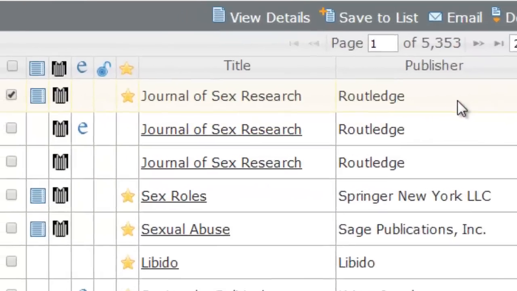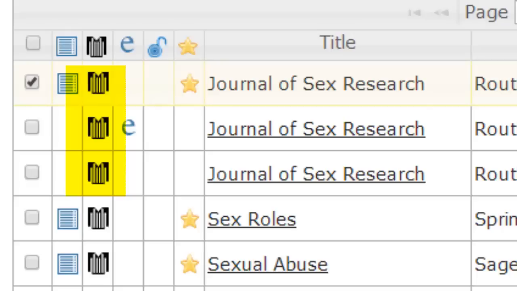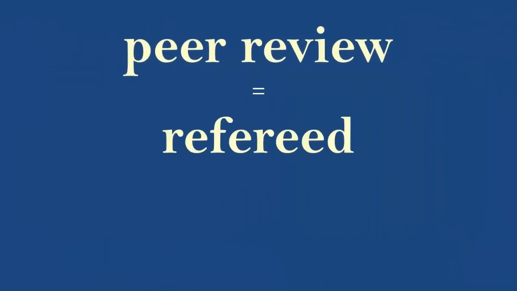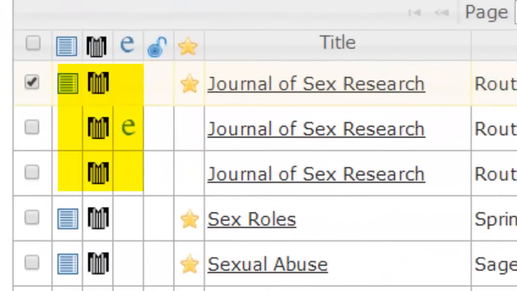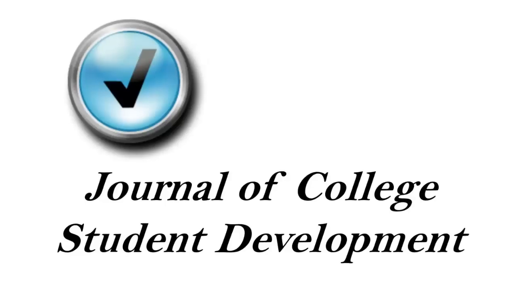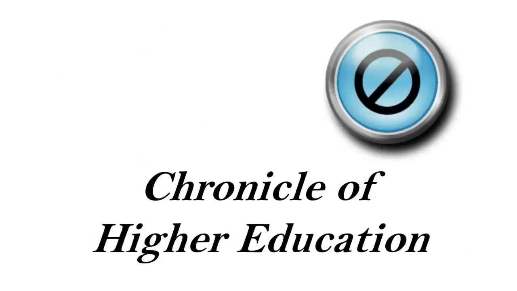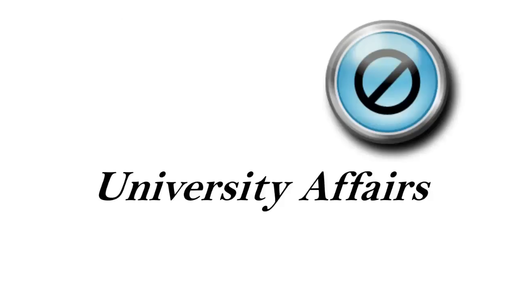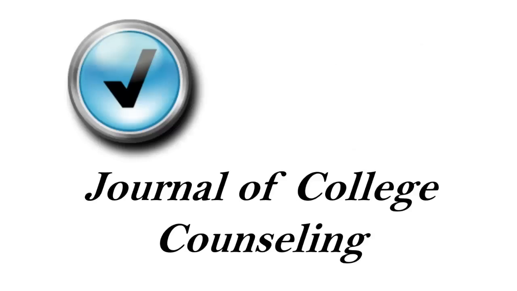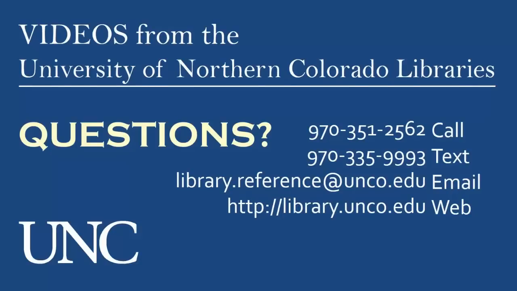What I need to look for is the black and white symbol. Remember that peer review is also sometimes called juried or refereed. This symbol is supposed to look like a referee's jersey, and if this symbol is present, I know that the journal is peer-reviewed. So whether searching in a library database for articles or finding articles in other ways, I am always able to tell if the article comes from a peer-reviewed journal.